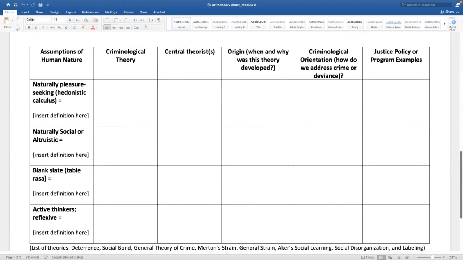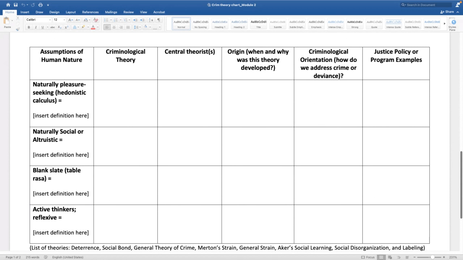So as discussed in your textbook, theories can be classified in several different ways. For instance, they can be categorized as micro-level or macro-level theories, or they can be grouped together based on the assumptions that they make about human nature, the latter of which is how theories are organized in this chart. You should be able to find this information in your textbook, or you can follow along.